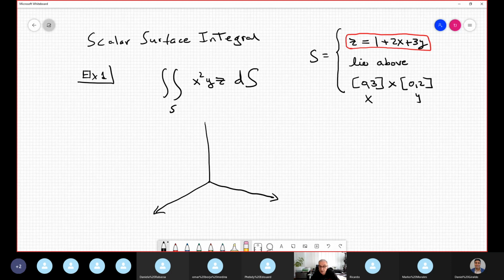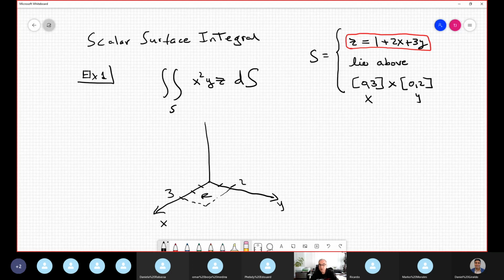Okay, this is my region in xy that is given. My region is given by 3 and 2: 3 in x, 1, 2, 3, and 2 in y, 1, 2. This is my region, R.